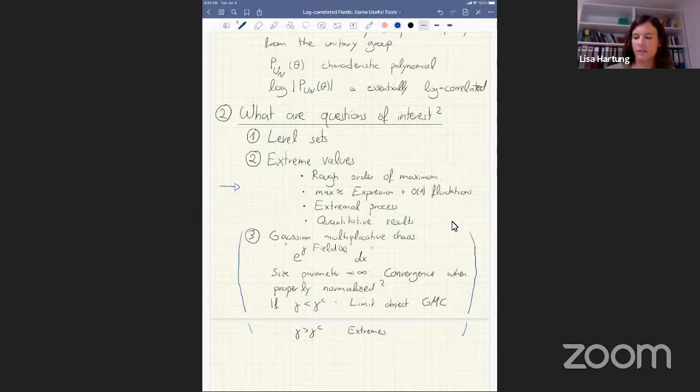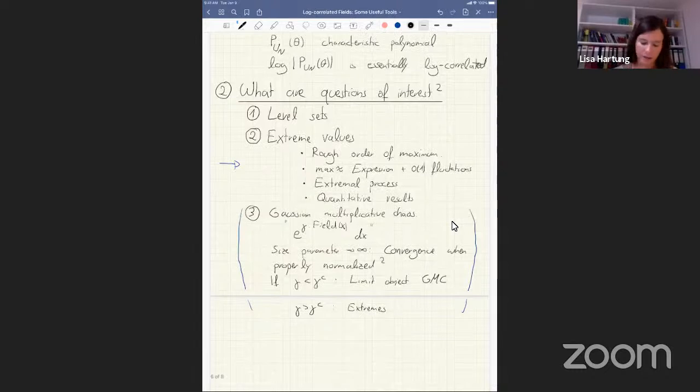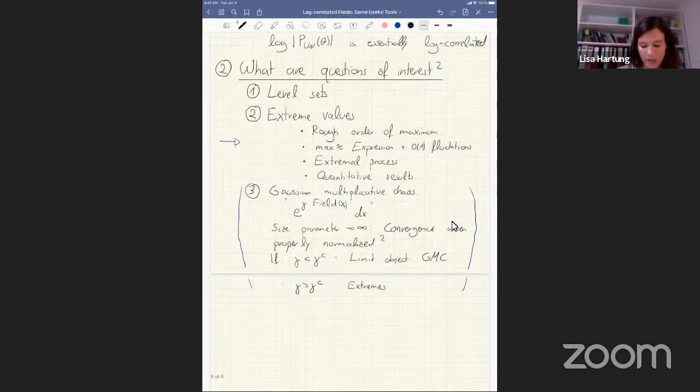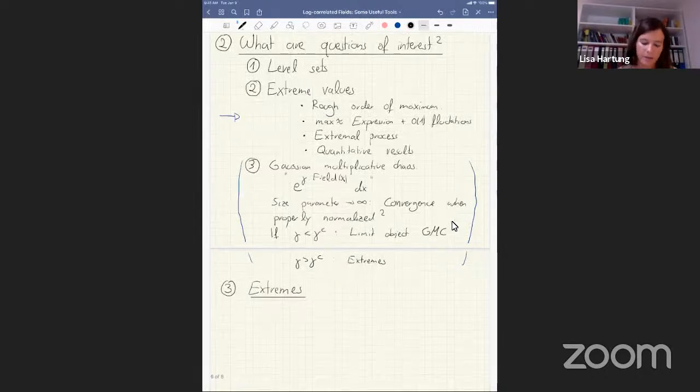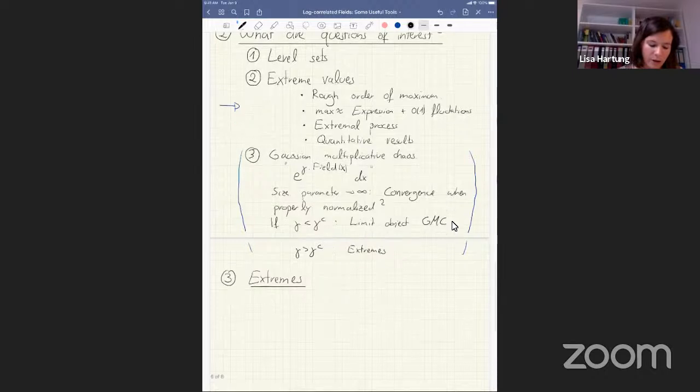So I've introduced a lot and said a lot about what the questions are that we are looking into. So let us start actually to try to understand a little bit the extremes. And to give you some idea of what is actually going to be somehow important there, I will start with a direct computation to give you a little bit an idea of how these computations work.